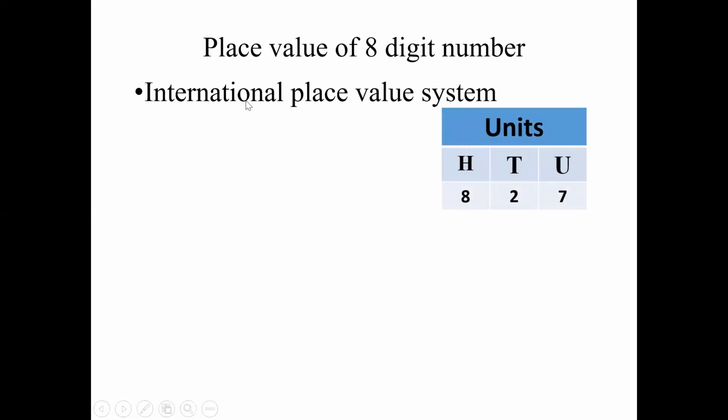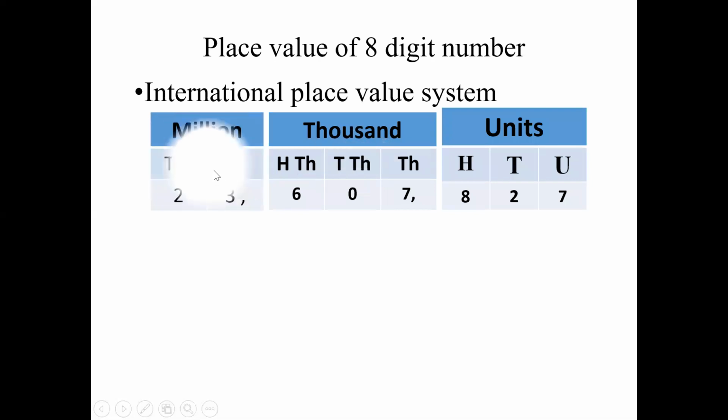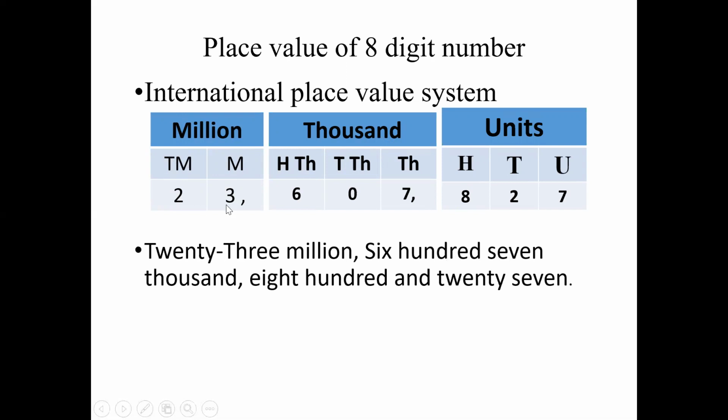In the international place value system, the place value chart is the same as in the 7-digit number. Unit, tens, 100, then thousand, 10,000, 100,000, then million, and its tens will come as the 8th digit. How would you read it?